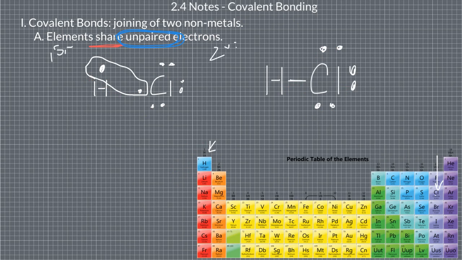And then what I would need to do is write the symbol or the chemical formula, and that's HCl. Right? And so this is an example of what's called a single bond. There is a single bond joining hydrogen and chlorine, of the sharing of 2 electrons.